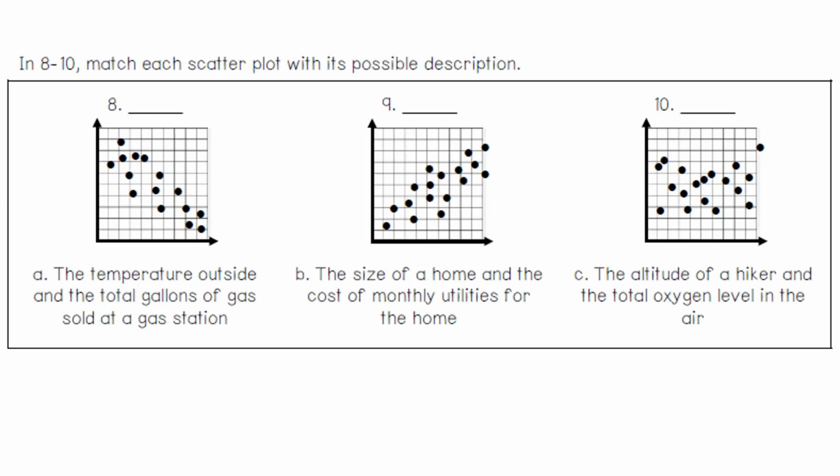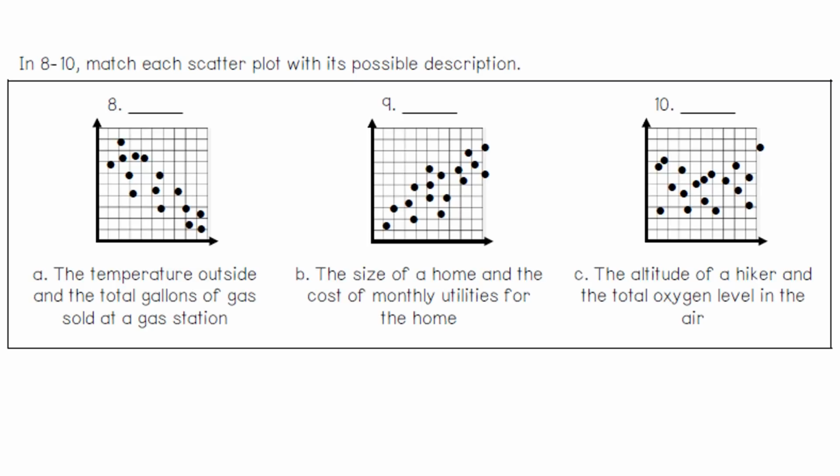So in these examples, we have 3 scatter plots and we have 3 types of variables. And we are going to match the variables with the graph. So starting with letter A, it says the temperature outside and the total gallons of gas sold at a gas station. Letter B, the size of a home and the cost of monthly utilities for the home. And C, the altitude of a hiker and the total oxygen level in the air.